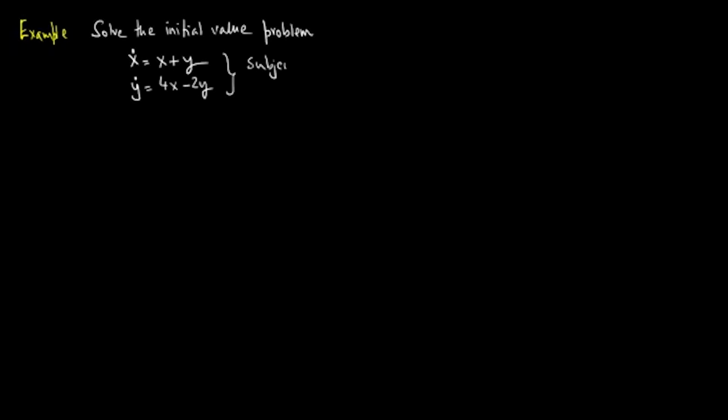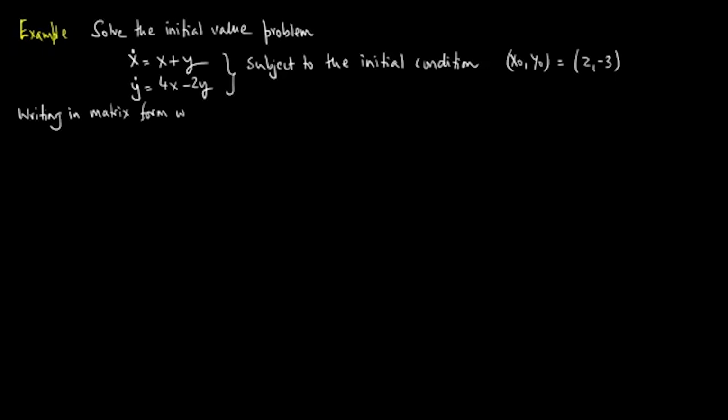So let's consider an example. Solve the initial value problem x dot is equal to x plus y and y dot is equal to 4x minus 2y, subject to the initial conditions x, y is equal to 2, minus 3. So writing in matrix form, we get x dot, y dot is equal to the matrix 1, 1, 4, minus 2 times x, y.